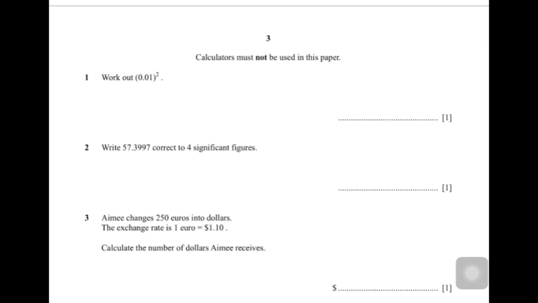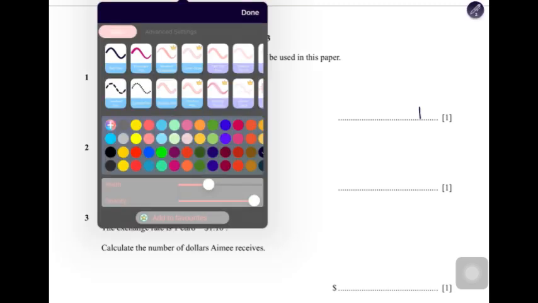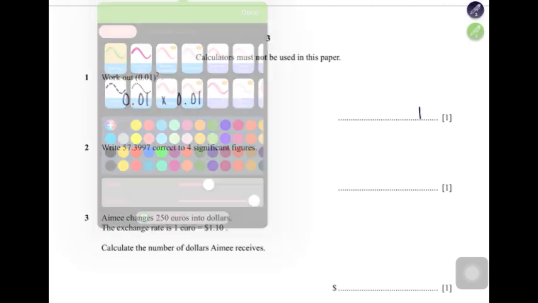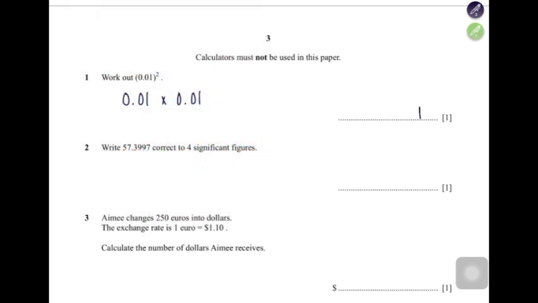Now we know that squared means this is going to be multiplied by 2. 0.01 into 0.01. An easy way is just multiply these numbers. This is going to be 1. And then count how many numbers there are after our decimal points. We have 1, 2, 3, 4. That means in our final answer we need to have 4 numbers after our decimal point, 1, 2, 3, 4, and then 0.